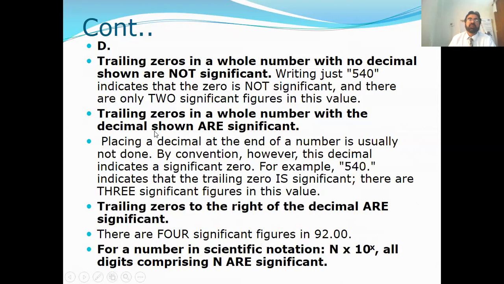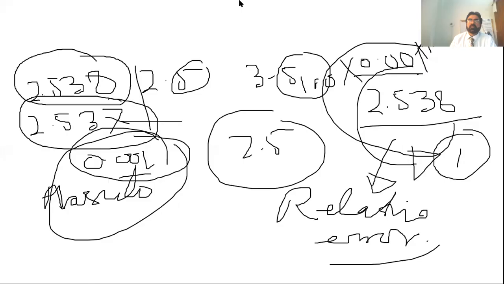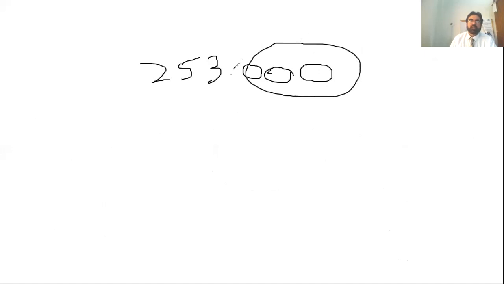Trailing zeros in a whole number with the decimal shown are significant. Trailing zeros, those zeros which are following a number in a whole number with the decimal shown, are significant. But if there is a decimal, for example, 2.53000, all these zeros are significant because they follow a decimal point. So all these are significant zeros.